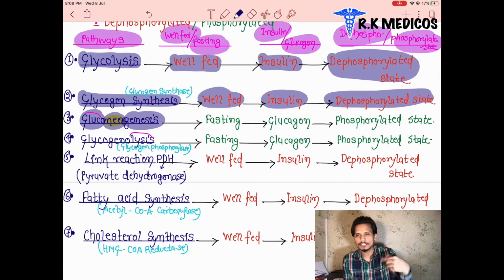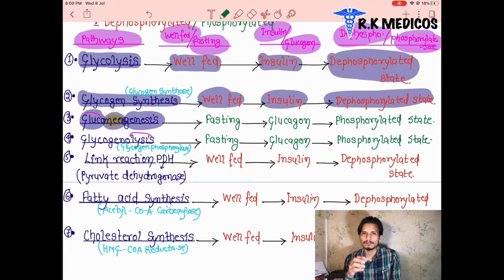gluconeogenesis. Gluco means glucose, neo means new, genesis means formation. The new glucose formation. This is the formation of glucose from non-carbohydrate sources, which means it is formed from amino acids, lactate, or different types of components except carbohydrate. Basically all the amino acids, like alanine, leucine, lysine, methionine, are used for the formation of glucose here. Gluconeogenesis means what? Gluco means glucose, neo means new, genesis means formation, the new glucose formation.